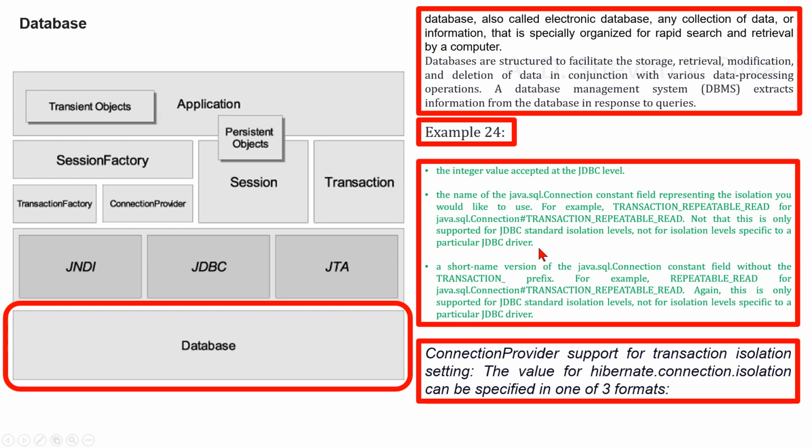Note that this is only supported for JDBC standard isolation level, not for isolation level specific to a particular JDBC driver. A short name version of the java.sql.Connection constant field without the TRANSACTION_ prefix. For example, REPEATABLE_READ for java.sql.Connection#TRANSACTION_REPEATABLE_READ. Again, this is only supported for JDBC standard isolation levels, not for isolation level specific to a particular JDBC driver.